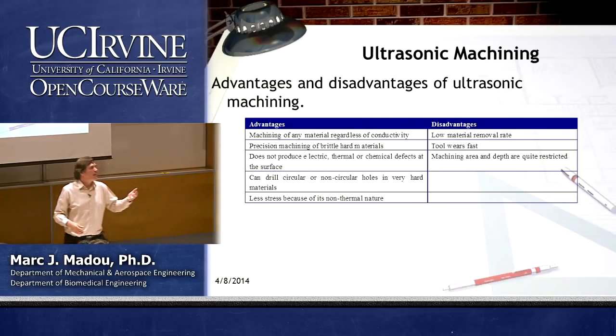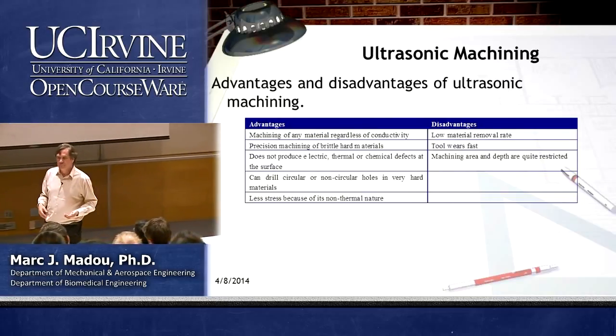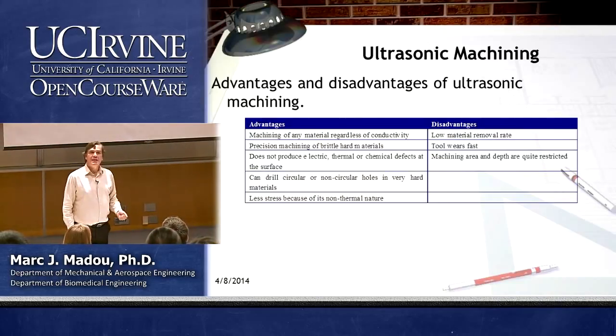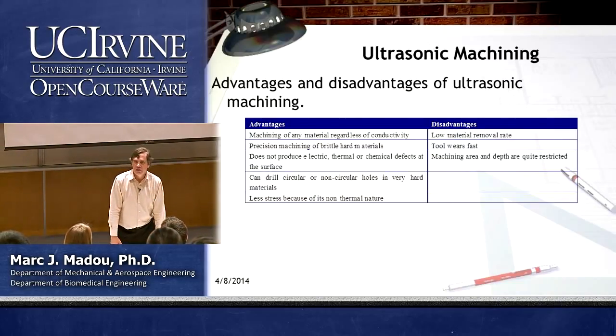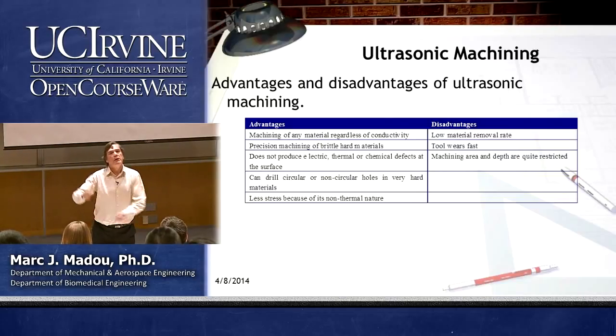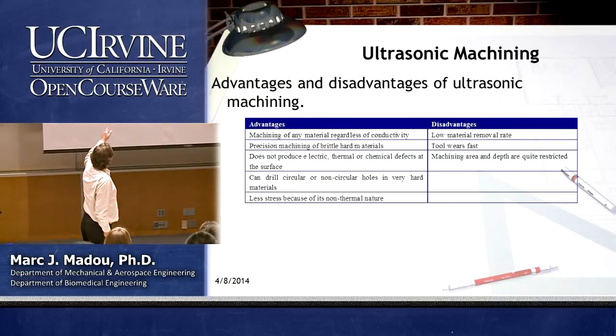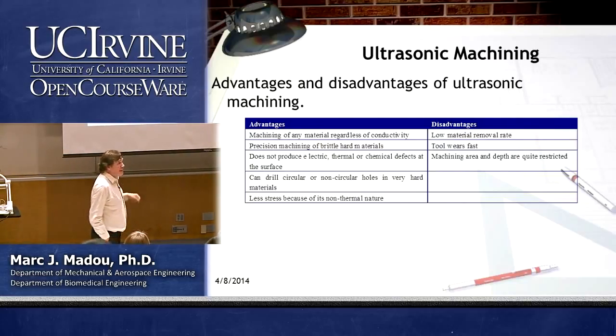Because it can be ceramic, it can be a superconductor, it doesn't matter, right? Other techniques like EDM, electrodischarge machining, and electrochemical machining will only work with metals. This one will work independent of conductivity. Another advantage: precision machining of brittle hard materials.